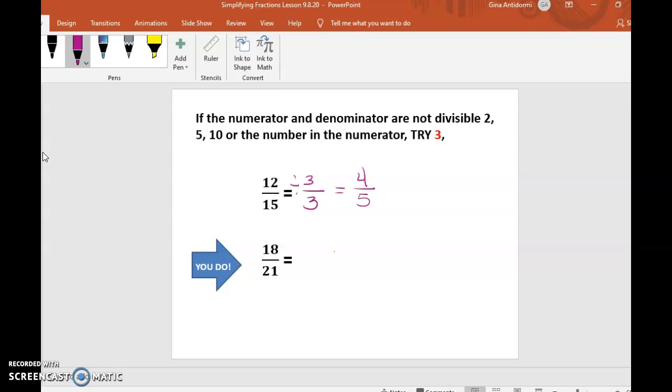Great. All right, pause it and try this one. Okay, good job if you got 6/7. If you didn't, maybe you just multiplied wrong.